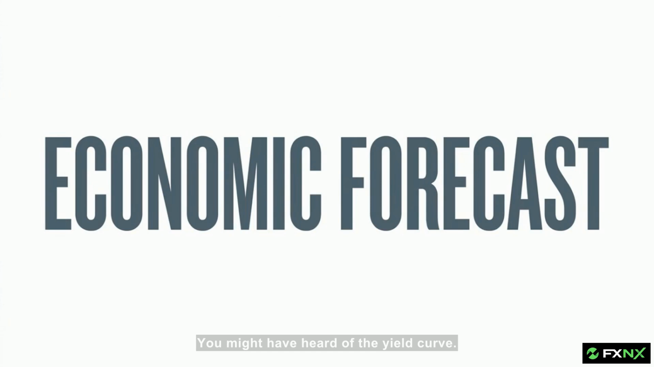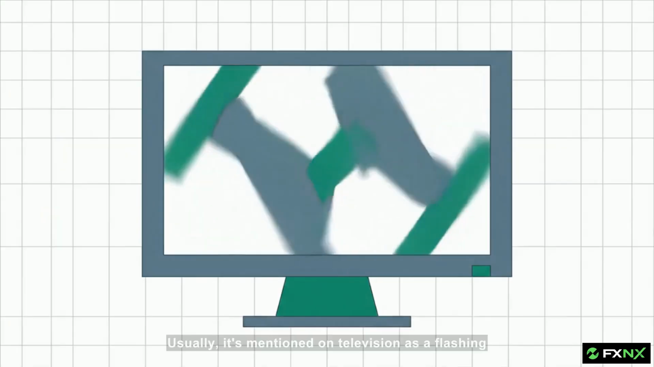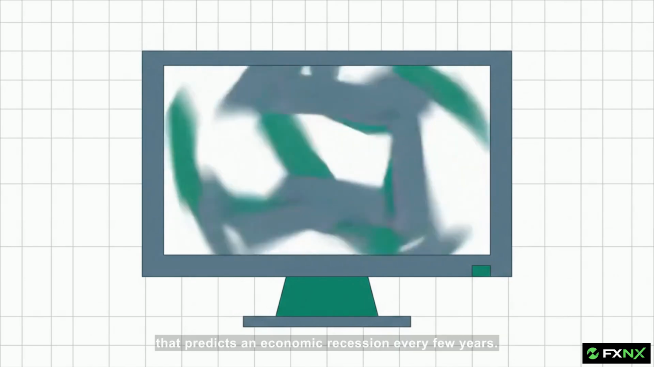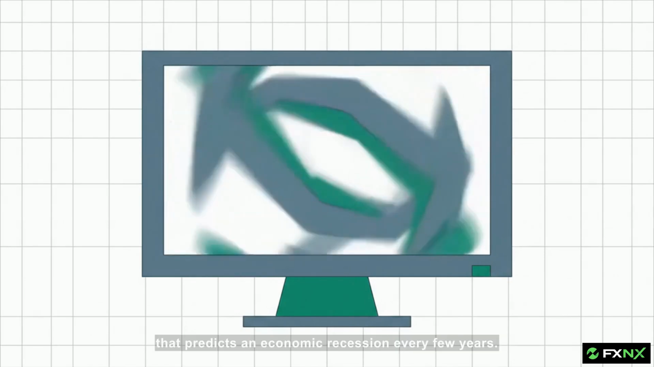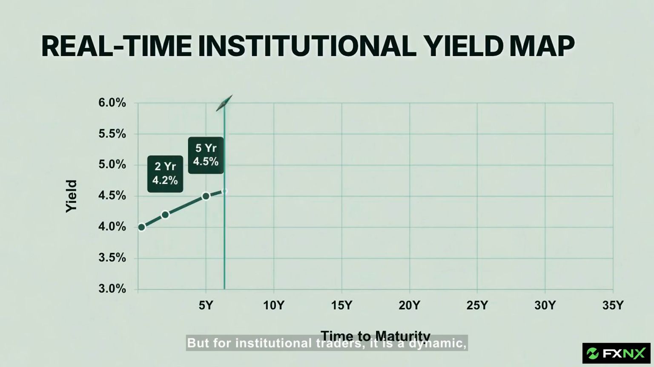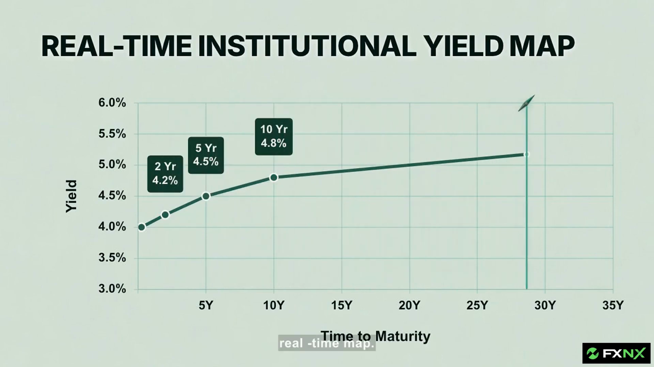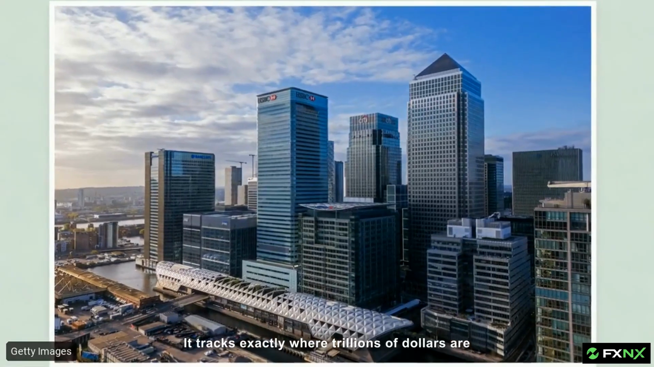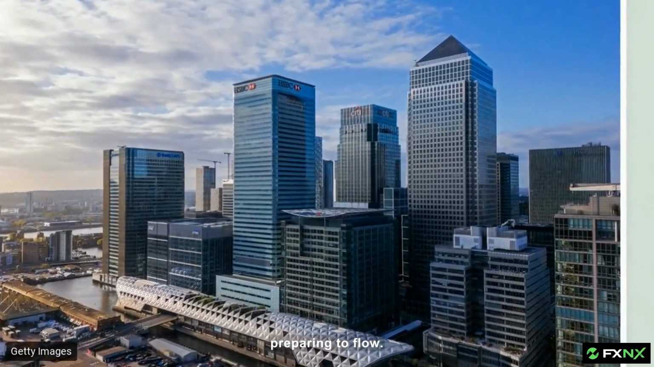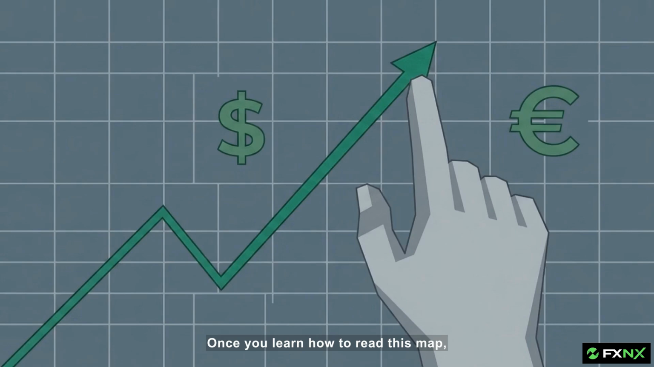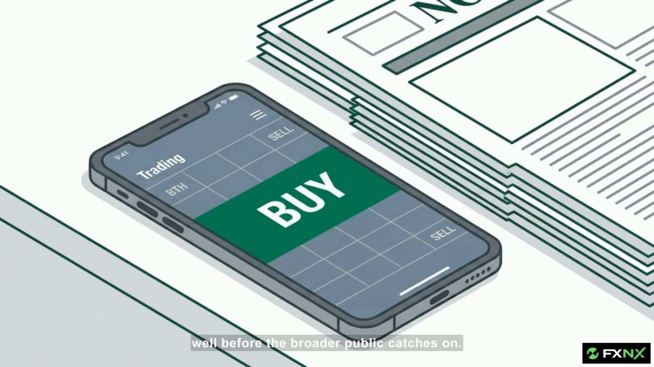You might have heard of the yield curve. Usually it's mentioned on television as a flashing warning sign that predicts an economic recession every few years. But for institutional traders, it is a dynamic, real-time map. It tracks exactly where trillions of dollars are preparing to flow. Once you learn how to read this map, you can anticipate which specific currencies are preparing to surge or drop well before the broader public catches on.